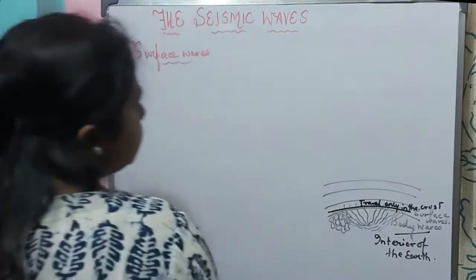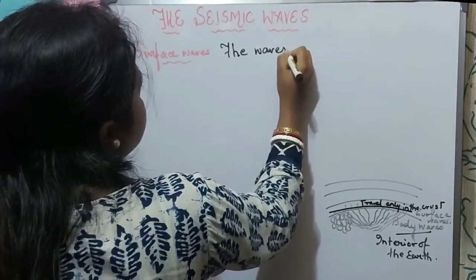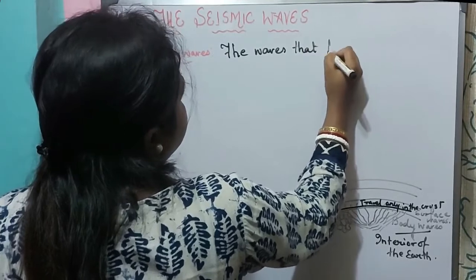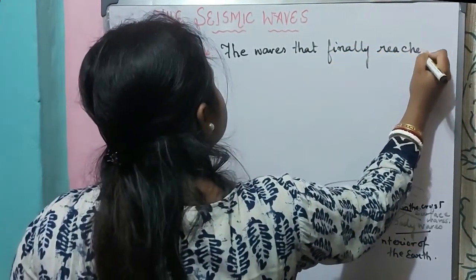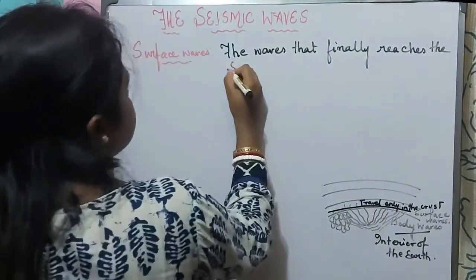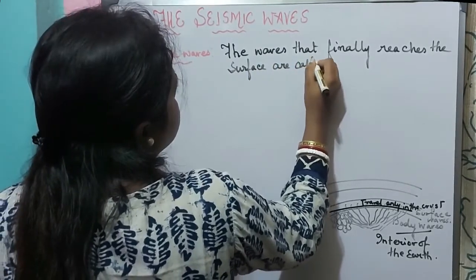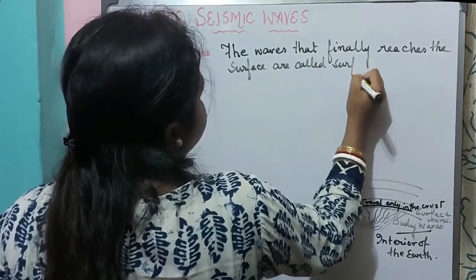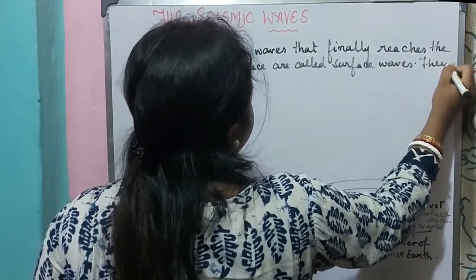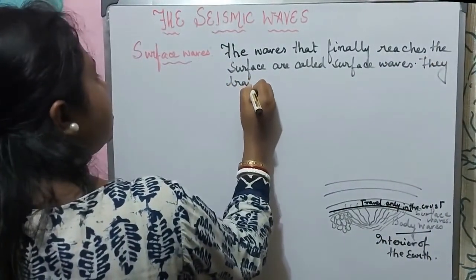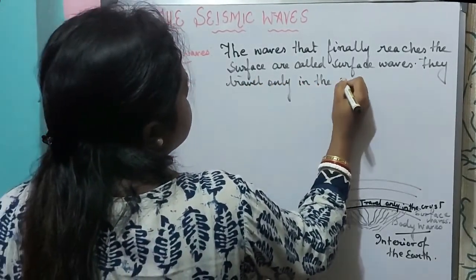So what are surface waves? The waves which finally reach the surface are called surface waves. They travel only in the crust.